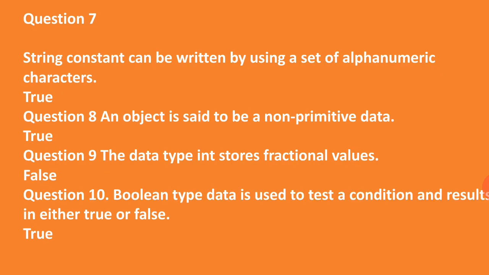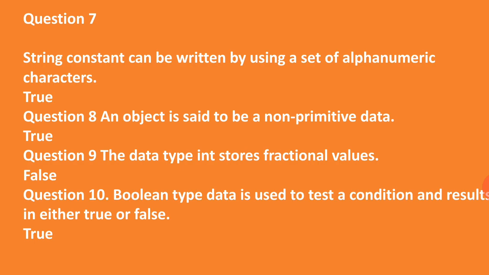That's important. After that, question 7: a string constant can be written by using a set of alphanumeric characters. That is true. Alphanumeric characters make up a string constant. Definitely it is true. Now question number 8: an object is said to be a non-primitive data. It is true because an object is created from a class, and a class is a non-primitive data type. So the object is created from a non-primitive data type, so it will be non-primitive. So that is true.